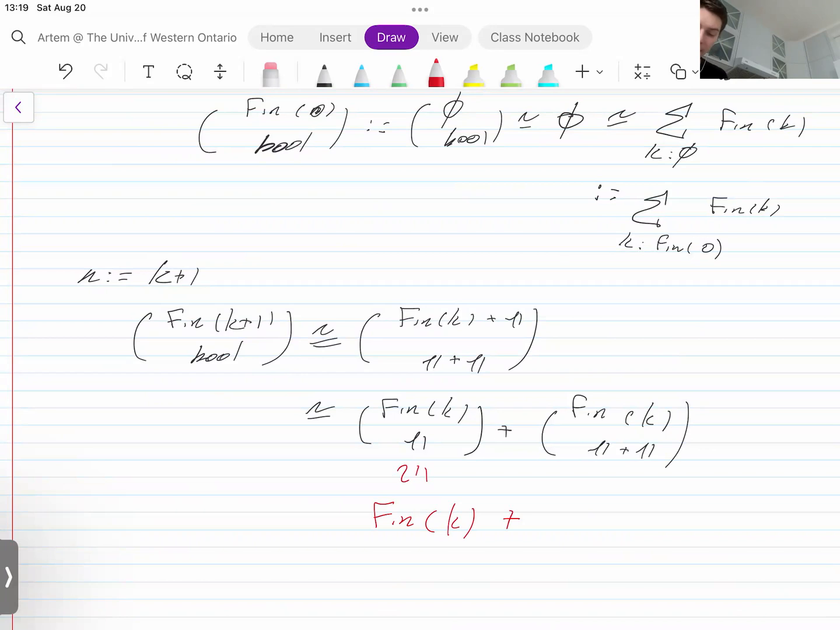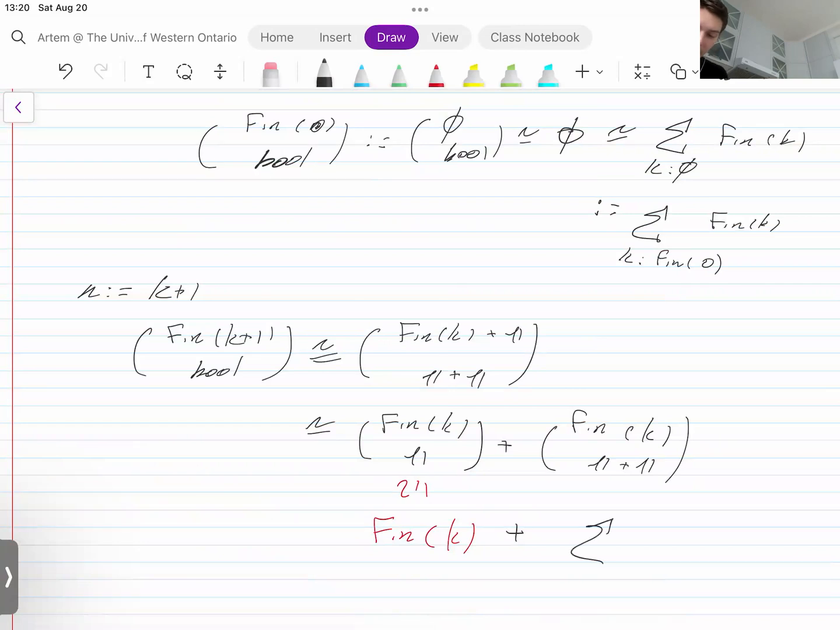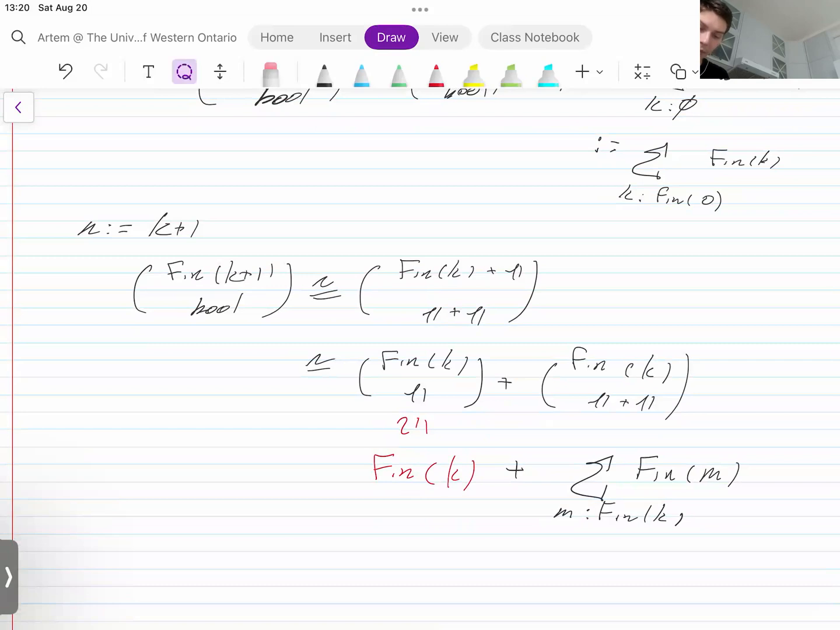And this, by the inductive hypothesis, is going to be, let me write it in a different color, plus, and this by inductive hypothesis will be just the sum over elements in, well, I should now choose another letter, m, on Fin k elements, Fin m. So maybe I should make this blue. So this is by inductive hypothesis, and this is by one of the problems.